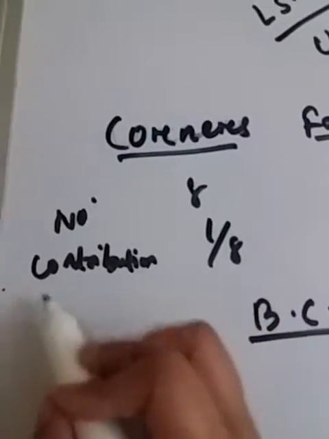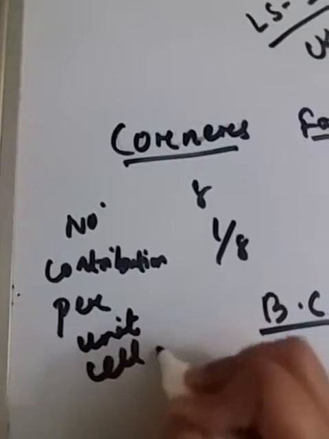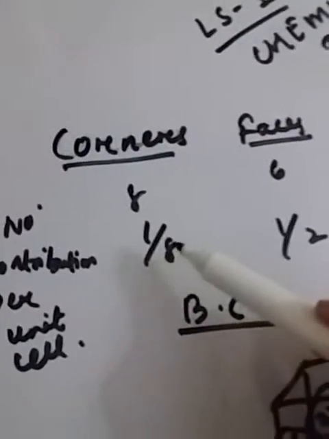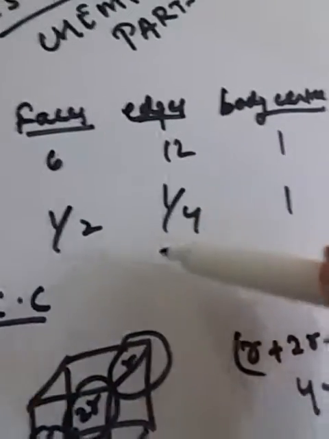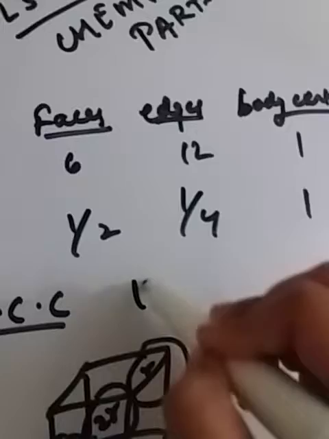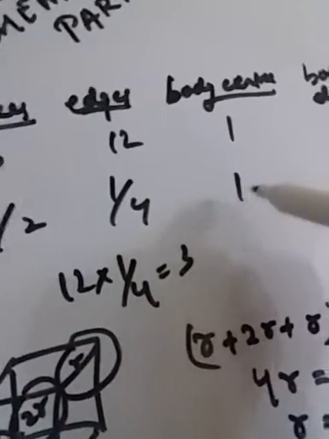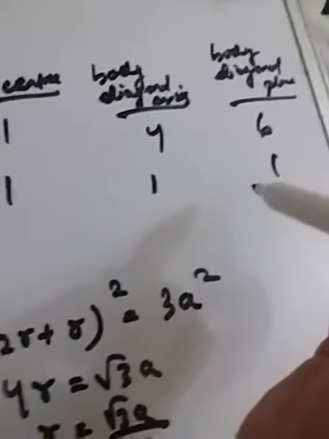यहाँ पे देखो, number and contribution per unit cell. It's the contribution per unit cell. So see here, corners 8, contribution per unit cell is 1/8. Faces 6, half is the contribution. 12, then here is 1/4 because 3 surfaces are present and 12 into 1/4 is 3. Body center 1, body diagonal axis 4, 1, body diagonal plane 6, 1.